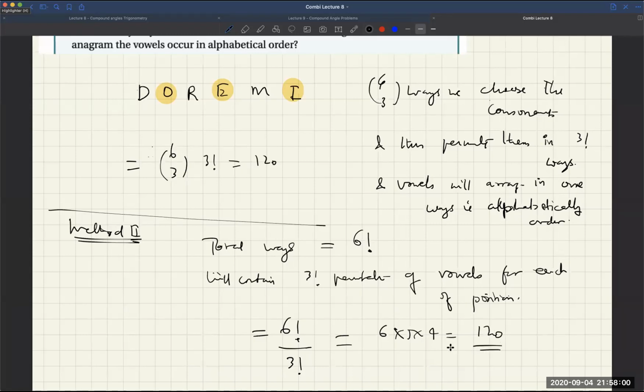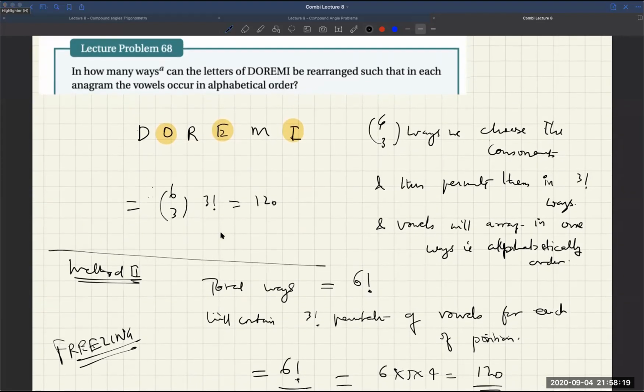That is 120. Yeah, that's fine. So this is by freezing the movement of the vowels, because they should always lie in one particular orientation. They cannot have their own permutation. Okay, I hope this is very clear. So yes, both ways are correct. Now try this problem, guys.